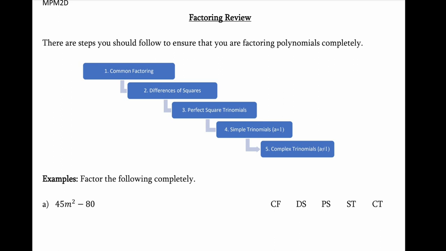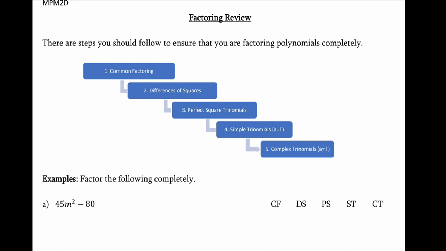The third thing, if we don't have two terms, if we have a trinomial, we're going to look at a perfect square trinomial. We're going to look for that pattern. Is the first term a perfect square? Is the last term a perfect square? Is the middle term the square roots of those two, doubled? So understanding the patterns of a perfect square.